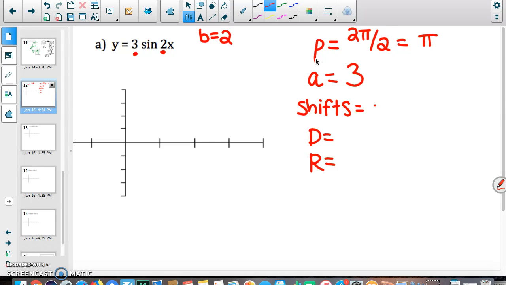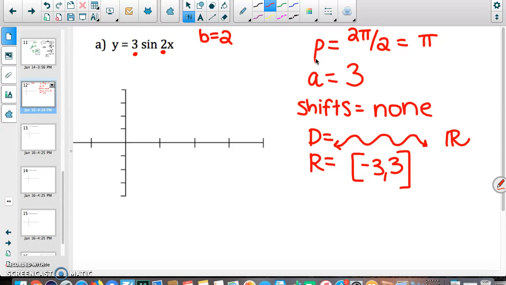Our shifts, none. X is not being added or subtracted, right? And there's no plus anything on the end, so there's no shifts. Domain for sine and cosine, hopefully it makes sense. Don't sine and cosine just kind of go on and on forever like this? So the x values that they're covering are going to be all real numbers. The range, and maybe you want to graph this before you answer this question, but typically my range for sine is from -1 to 1. But in this case, since my amplitude is 3, my range would be -3 to 3.